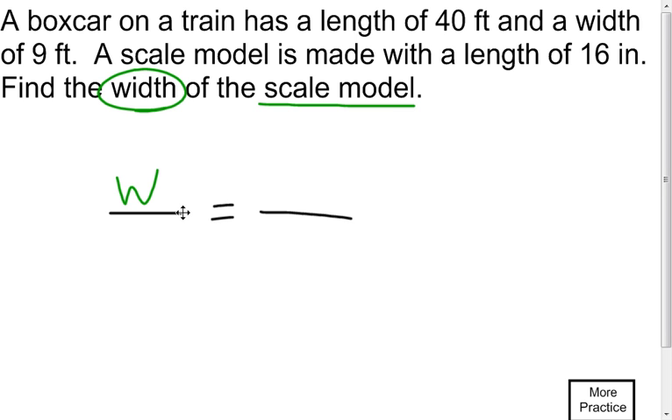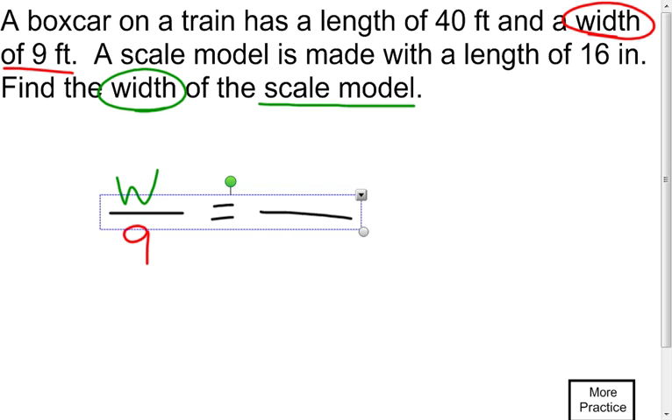Then what I need to do is I need to go in and I need to find the width of the actual boxcar. Notice it tells me the width of the boxcar is 9 feet. I'm going to put those two things together. Those would be the corresponding sides of the boxcar and its model. Now in my next ratio, I'm going to have to deal with the lengths. Being I started with the model in the numerator, I'm going to have to put the model in the numerator for the length.